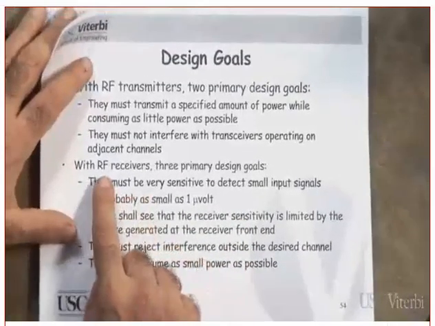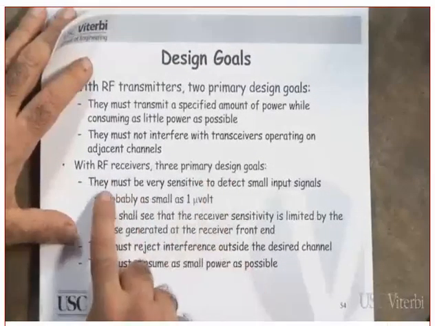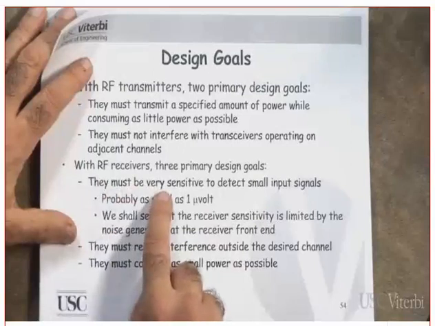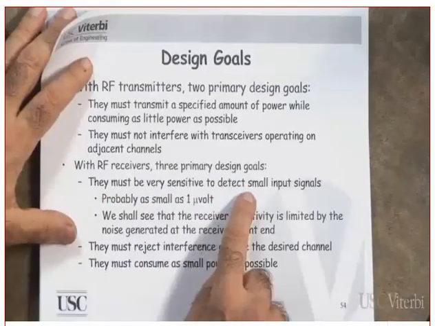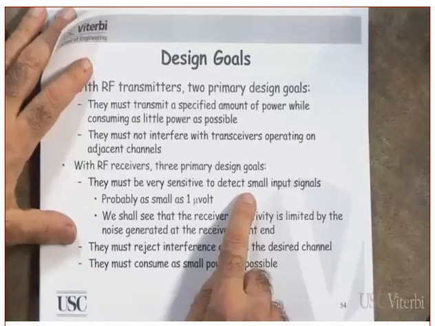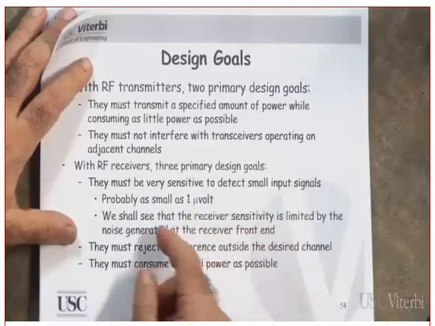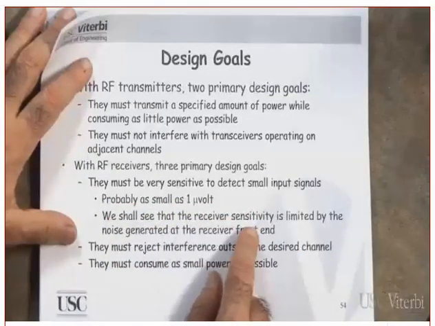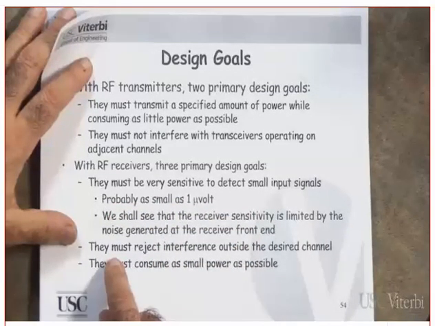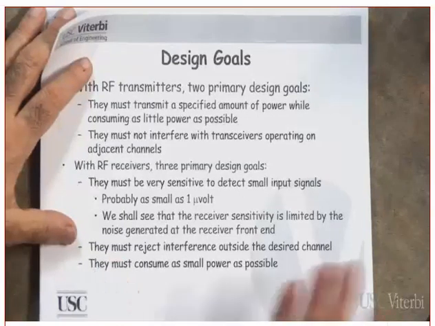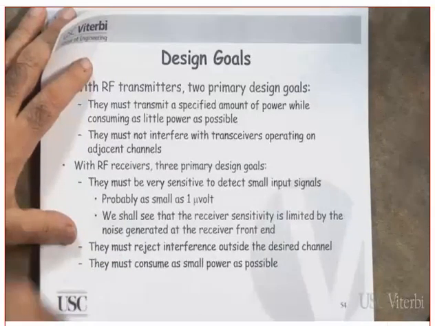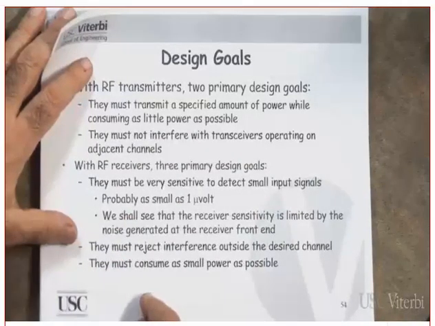So with the receiver side, what do I need to make sure of in the design goals? They must be very sensitive, to detect small input signals. The signals are received weak. The receiver needs to be sensitive to them. Clear? Sensitive to input signals probably as small as 1 microvolt. The receiver sensitivity, of course, is limited by the amount of noise generated by the receiver and from outside. In other words, the source of the receiver noise is both.